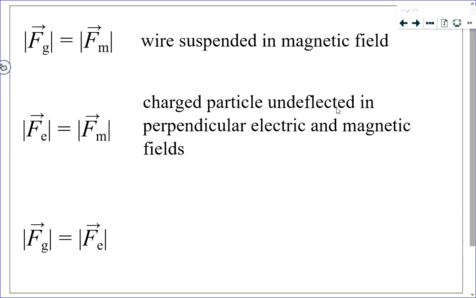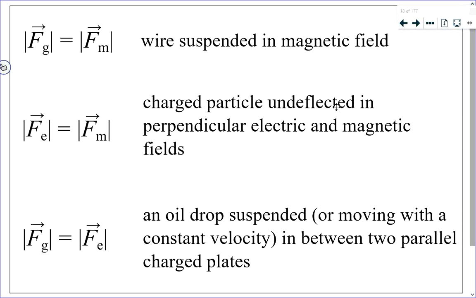Or we can have a gravitational force being balanced by an electric force. The classic example here would be Millikan's oil drop experiment. Notice, by the way, with Millikan's oil drop experiment, I'm saying that the oil drop, which is being forced upward because of an electric force and downward because of a gravitational force, might be moving with a constant velocity, or it might be stationary.